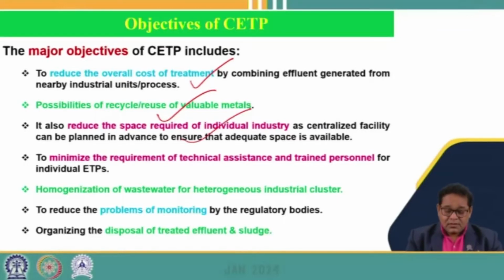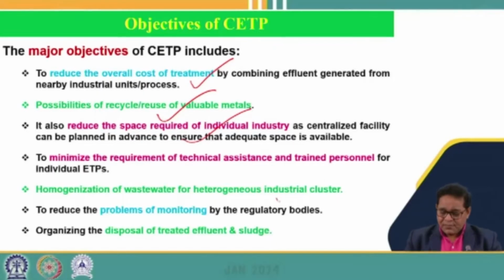It is also possible to reduce the space required for the treatment of wastewater, for construction and implementation of individual treatment plants for individual industries. So if together we plan and implement a common effluent treatment plant for a group of industries, we will be able to reduce more than 50% of the space that is required for individual industries, and hence also minimize the requirement of technical staff, expertise, and trained personnel for operation and maintenance of individual ETPs.